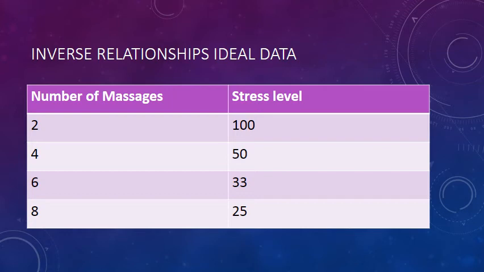So we start out with 2 massages leading to a stress level of 100. If we then double the amount of massages we receive, we are then going to cut in half our level of stress. So as one variable increases, the other variable is decreasing. If instead of doubling the number of massages, we triple the number of massages, so we're going from 2 massages to 3 massages, our stress level is going to turn into 1/3 of the original stress level. So as one value goes up by 3 times, the other one is 1/3 of what it originally was.